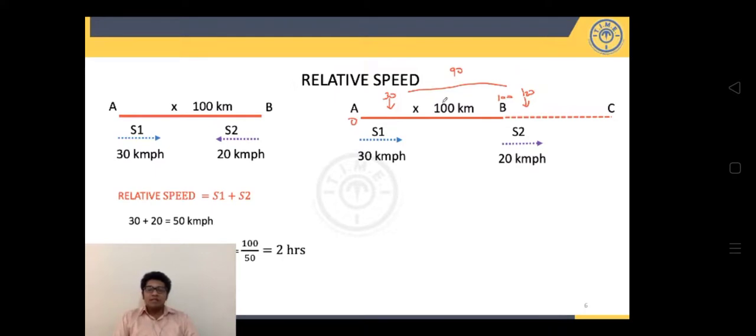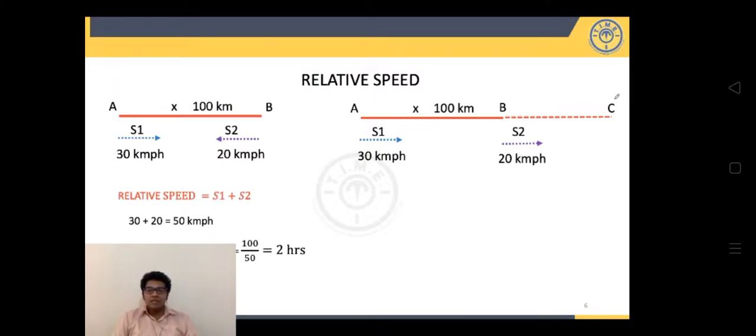So when the distance between them is 0 kilometers, they would have met. After 2 hours, A will be at 60 and B will be at 140. The difference between 60 and 140 is 80. For every hour it's reducing by 10. So after how many hours will it be 0? I have a total of 100, and every hour it is 10. So 100 divided by 10 is 10 hours. In 10 hours A will catch B.